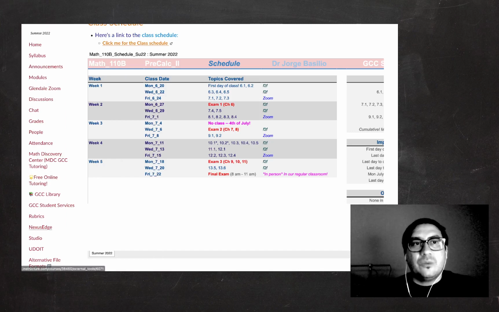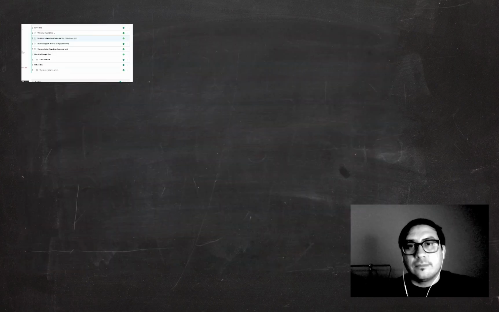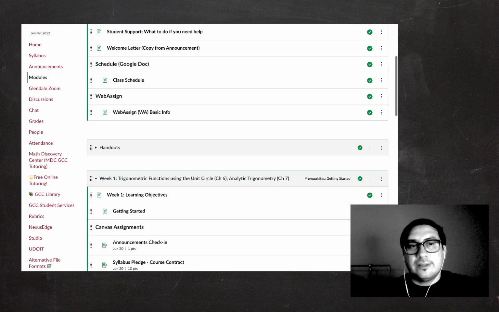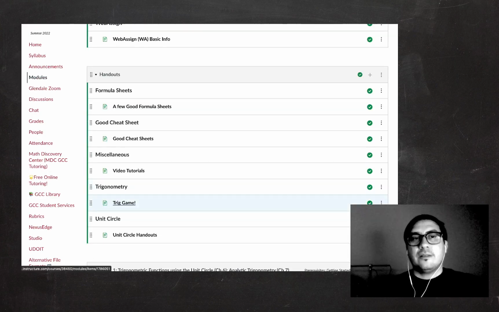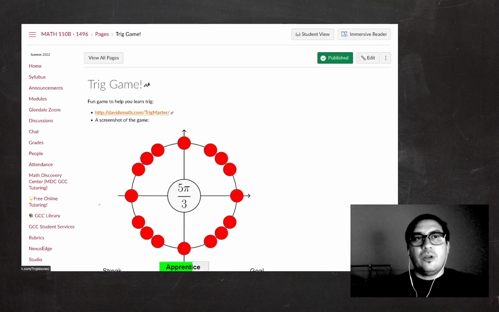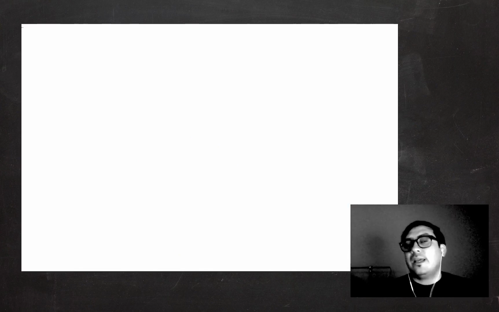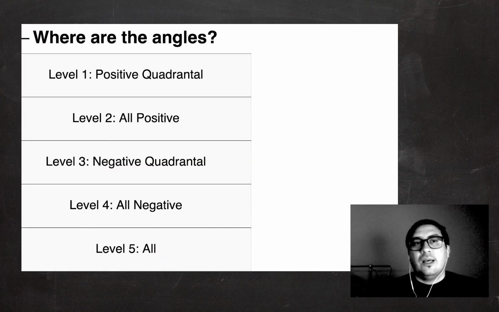Cool. So remember, let's go to the modules real quick. If we go to the handouts, there's this trig game. If we click on this page here, we can open up this trig game in a new browser, and then we can play this, and this will really help you memorize all the different angles. So right now we'll play what are the angles, let's do all of them.